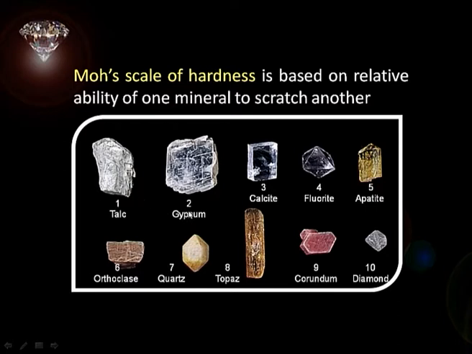Suppose I take gypsum or calcite. If I use calcite to mark on gypsum, it will leave a scratch on gypsum, but the reverse will not happen, because calcite is harder than gypsum, so it will leave a mark on the softer material. That is the kind of scale we have.